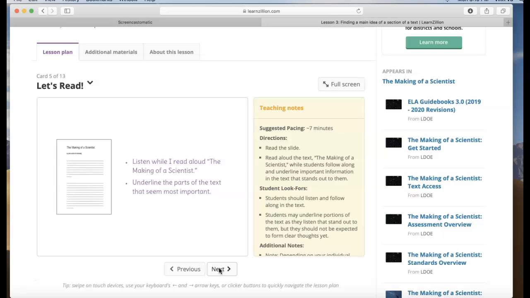Listen while I read aloud The Making of a Scientist. Underline the parts of the text that seem most important. Of course, you can't underline the parts of the text because you cannot write on the books. So just on the Google document that I uploaded on Google Classroom, write down notes on the important parts of the text.